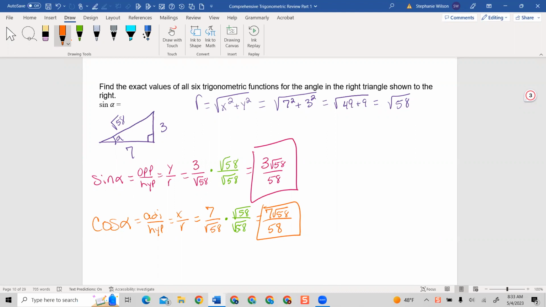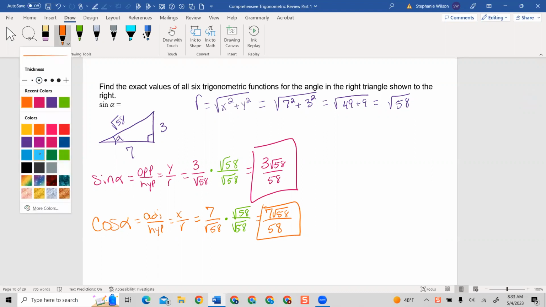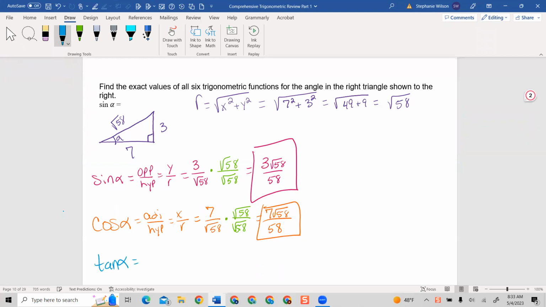So now let's do our tangent. Tangent of alpha, well, that's sine of alpha over cosine of alpha, right? We also can say that's the opposite over adjacent. So the opposite is 3, the adjacent is 7. So we got 3/7. That one was nice and easy. So we're done. So I'm going to go across here.